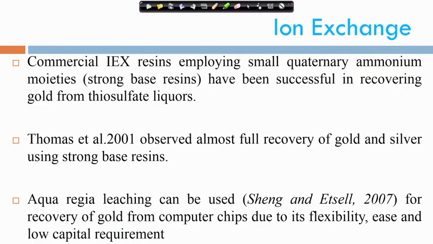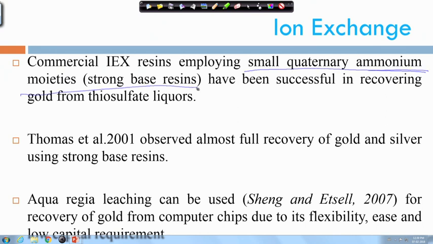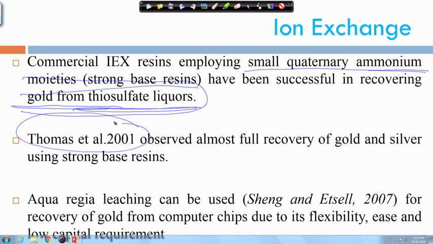In terms of ion exchange, commercial resins are used, employing small quaternary ammonium groups, a strong base resin. Remember we talked about thiosulfate leaching. Now, this thiosulfate liquor has gold in it, so we can use this resin to recover the gold from it. In this particular research, they observed almost full recovery of gold and silver using a strong base resin.